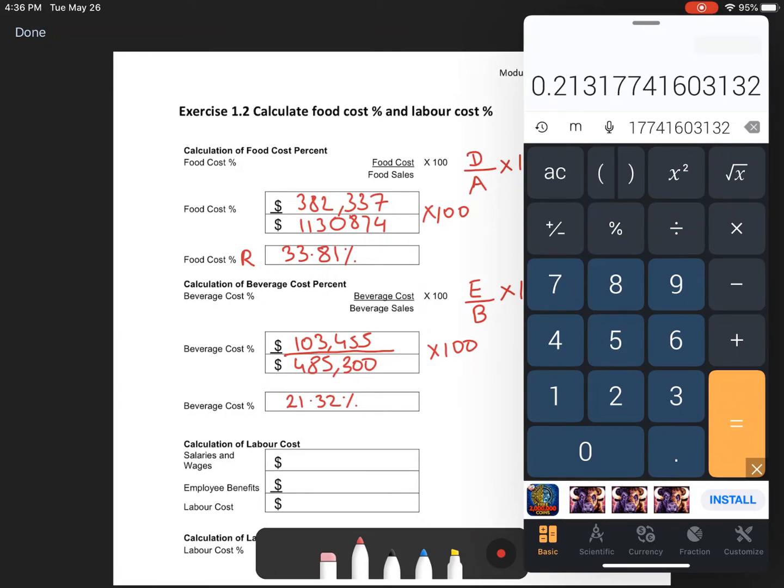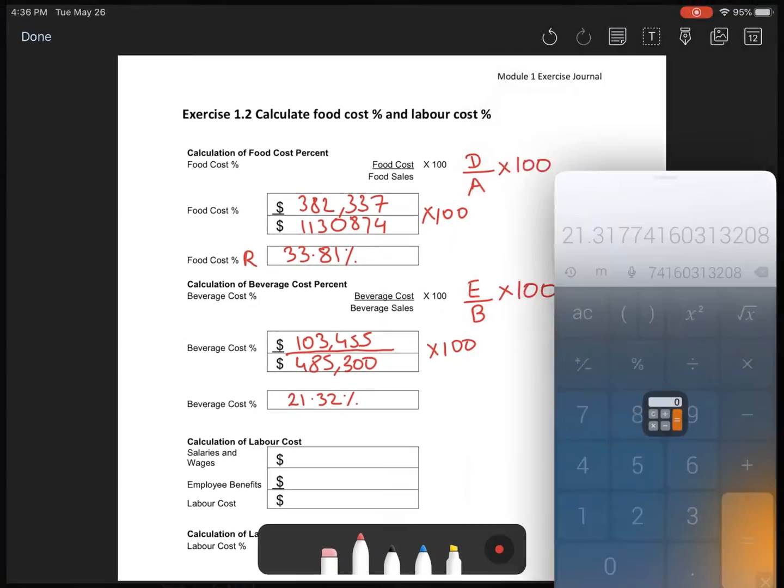Now again, we have to multiply this by 100 to get into a percentage form. So now we have 21.317. I'm not going to use 3 digits. I'm just going to use the first 2 digits after the decimal point, but because it's a 7, I'm going to round it to a 32 for my calculation purpose.